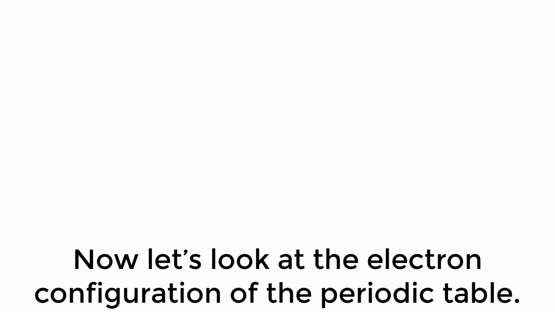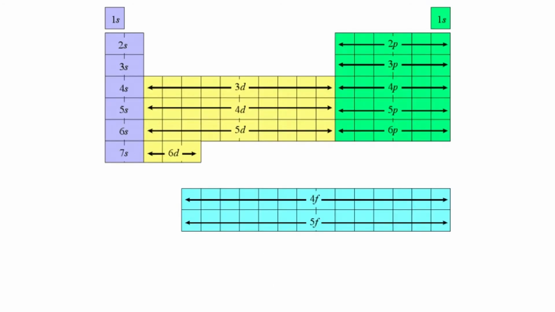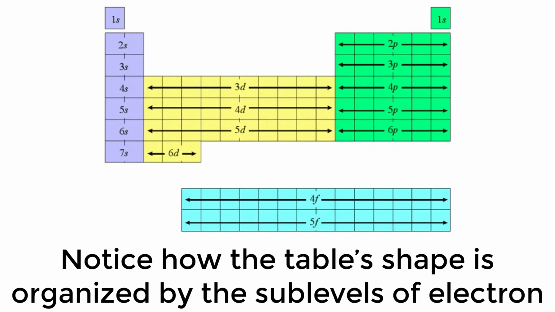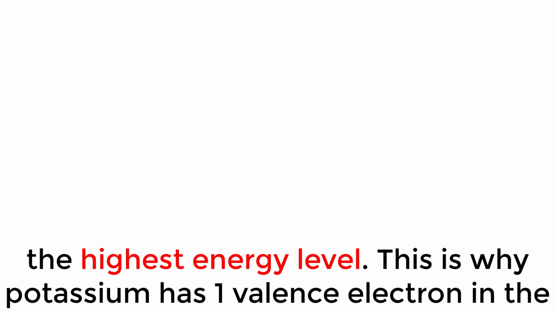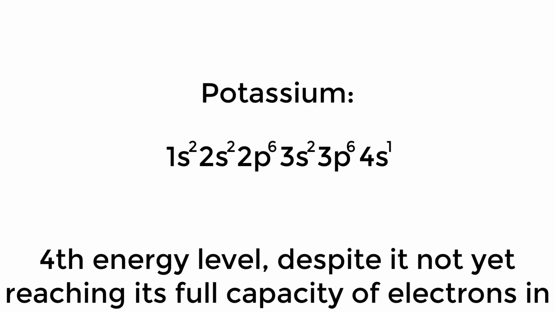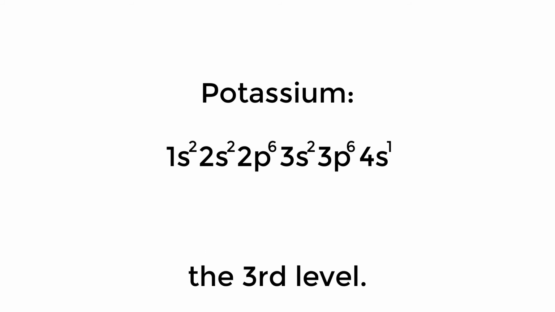Now let's look at the electron configuration of the periodic table. Notice how the table's shape is organized by the sublevels of electron energy levels. The valence electrons are always the sum of the electrons in the highest energy level. This is why potassium has 1 valence electron in the 4th energy level, despite it not yet reaching its full capacity of electrons in the 3rd level.